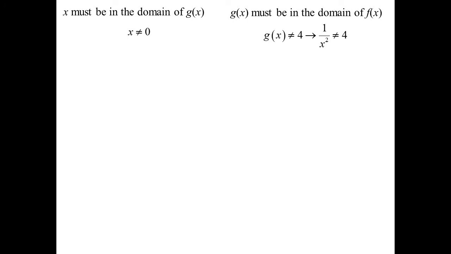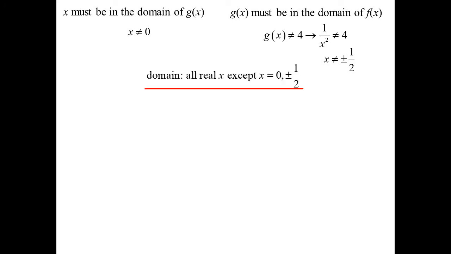So go back to what we said about g(x). We're saying g(x) must be in the domain of function f(x). But for function f(x), the domain was that x can't equal 4. So even though g(x) might be able to equal 4, I can't substitute that value in. So back over here, g(x) can't equal 4, so 1 on x squared can't equal 4. That means we can't substitute in plus or minus a half into this composite function.